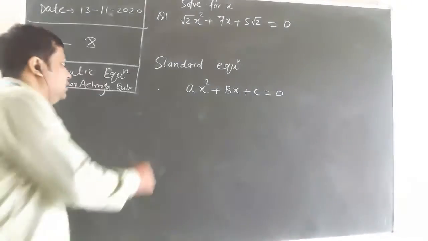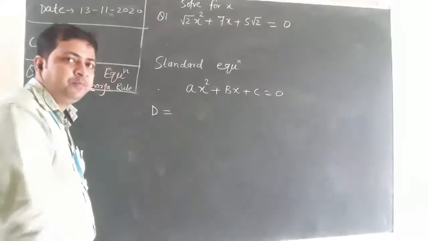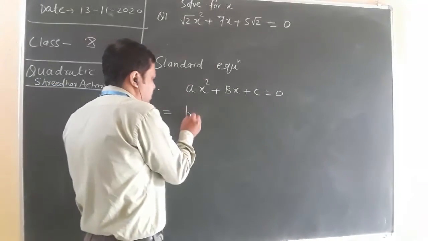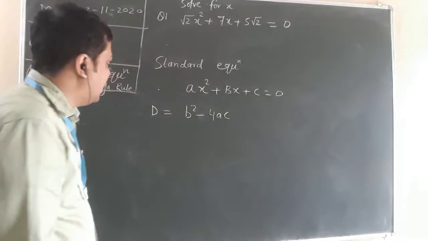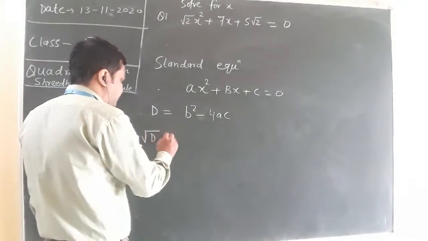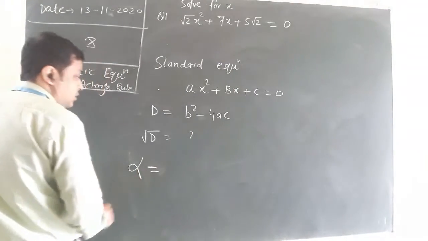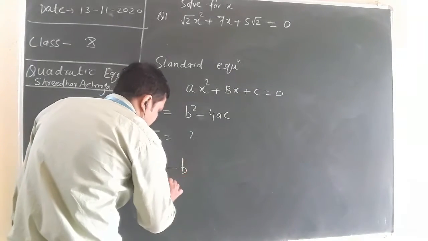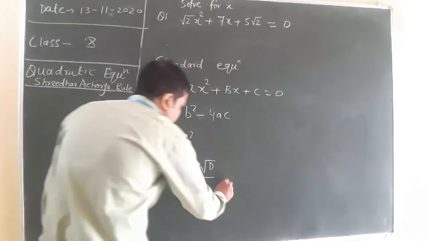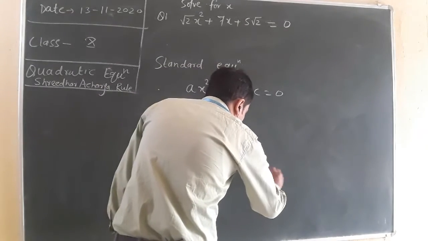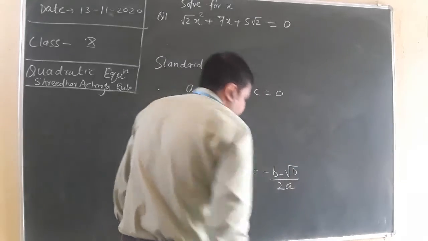So first you need to find D. What is D? D is for discriminant, and D is equal to b square minus 4ac. First you need to find this, and then you need to find root D. After this you need to find alpha. That will be minus b plus root D divided by 2a, and the second one is beta. That is minus b minus root D divided by 2a.